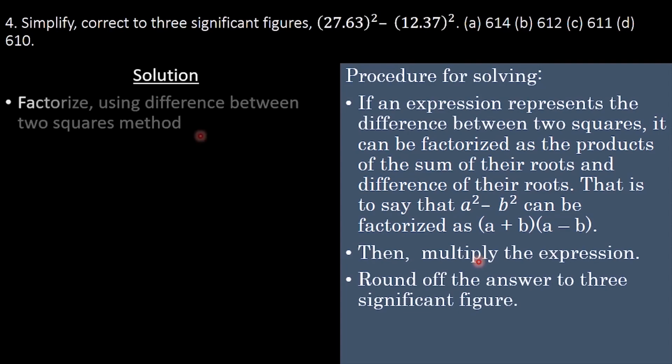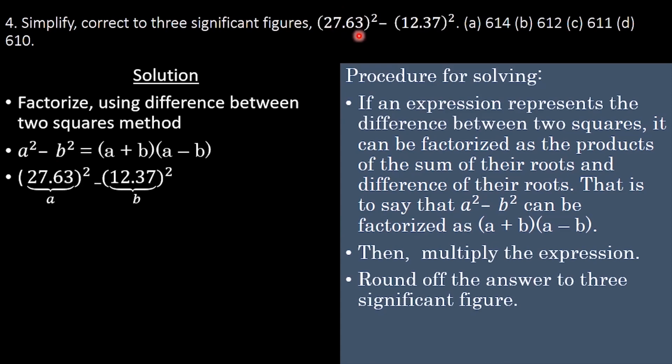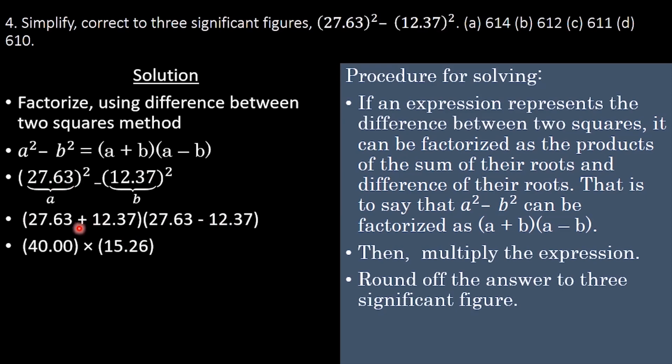Let's check the solution. Let's factorize using the difference between two squares method. We are going to apply this method now. Now we are going to have these terms to represent our A and these terms to represent our B. We are going to employ these: 27.63 plus 12.37, close the bracket, open another bracket, 27.63 minus 12.37. When you add these two together, you have 40, multiplied by 27.63 minus 12.37, which is 15.26. But when you multiply the two together, you have 610.1. When you approximate it to 3 significant figures, you have 610.